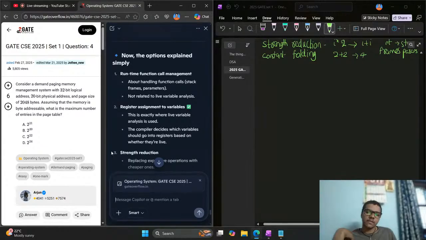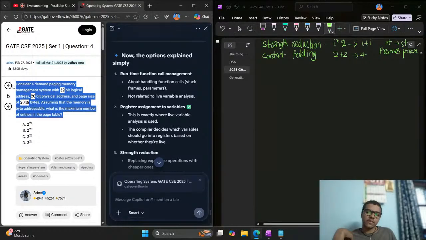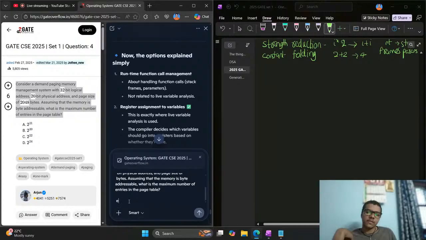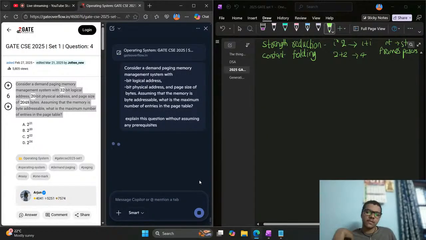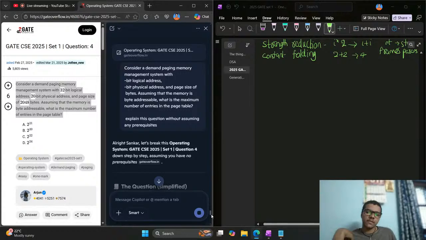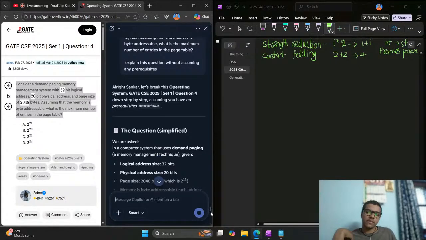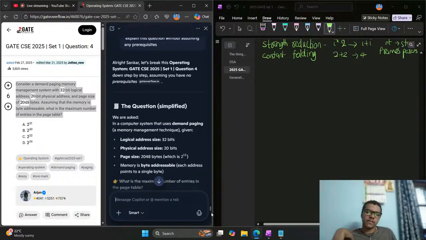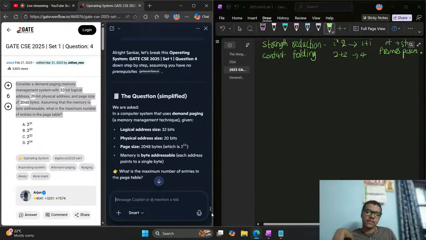Mention this tab and explain this question. Explain this question without assuming any prerequisites. In a computer system, there's demand paging, a memory management technique. Logical address, physical address, everything's given, memory is byte addressable. Each address points to a single byte.